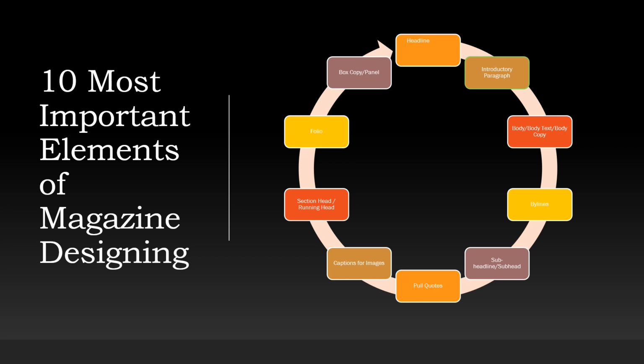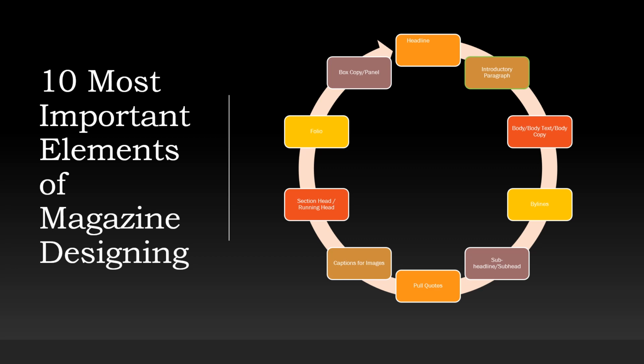One is headline. It is the most important element of a magazine layout design. It can be of various sizes but should be set in a size bigger than the other text elements on the page. A headline should be interesting, meaningful, and compelling enough, as it increases the chances of an article being read.